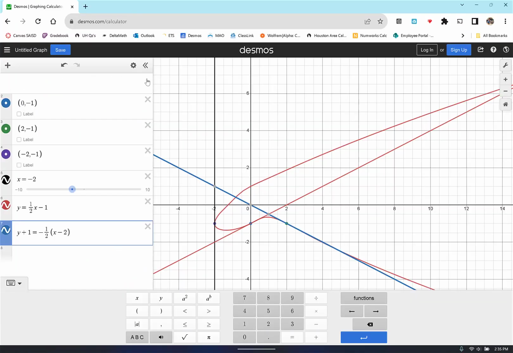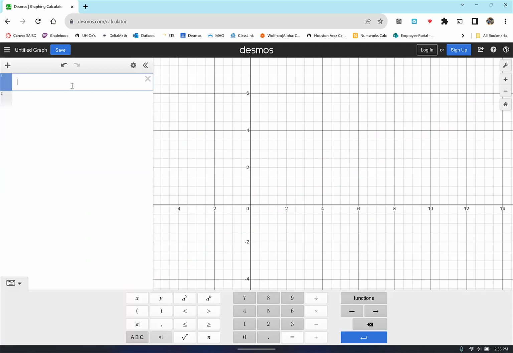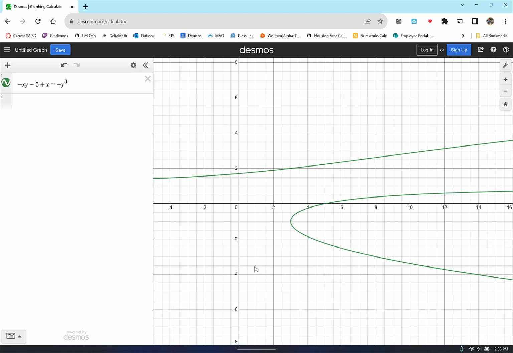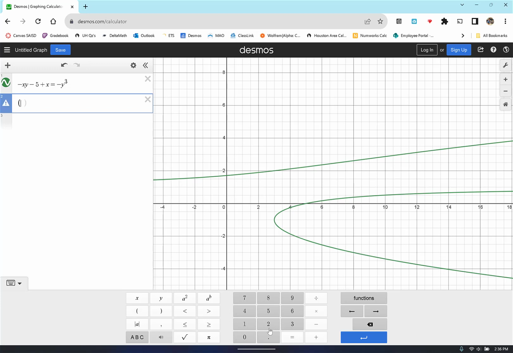I'm going to clear everything. Clear. Hook me up with the expression. What was the expression, Alvarez? Negative xy minus 5 plus x equals negative y to the third. All right, here's my expression. Looks ugly. What was the point that I had? 3, negative 1.